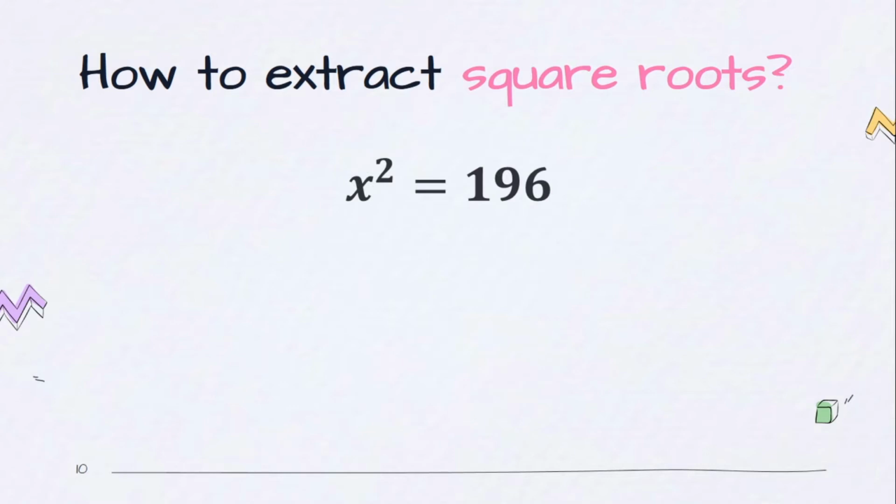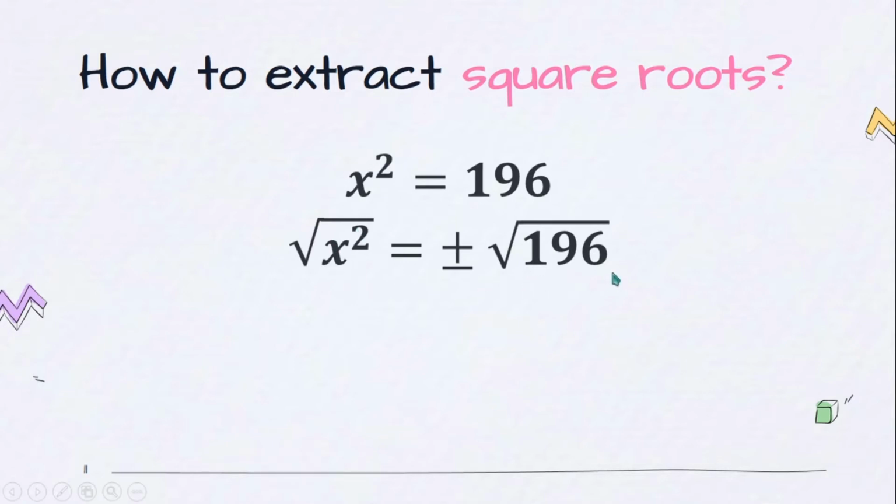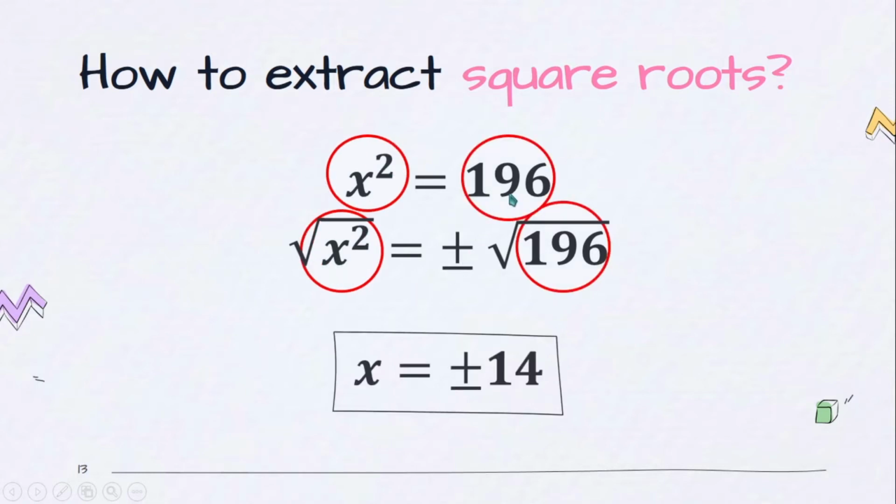Next example. Again, 196 is a perfect square. So again, our first step, get the square root of both sides. So we will now have the square root of x squared is equal to positive or negative the square root of 196. Then the square root of x squared is x. On the other side, the square root of 196 is 14. So our answer is x is equal to positive or negative 14.